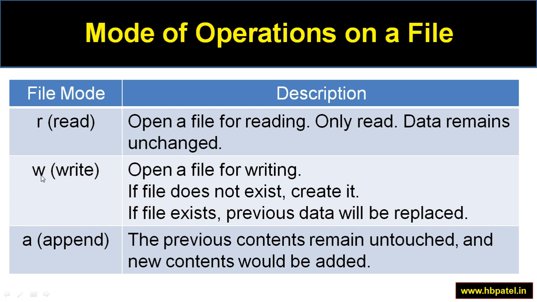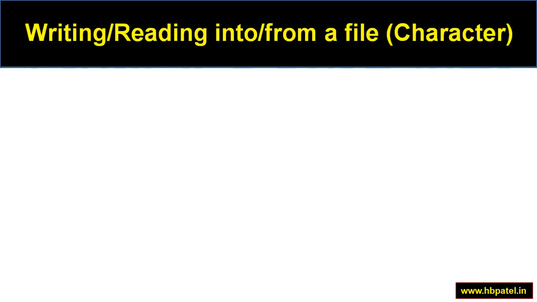So when you use W while opening the file, you have to be very careful whether the file has some data or not. If the file has some data, you are going to lose it. So be careful when using W mode. The safer mode is append mode. Why is it safe? Because in append mode, you don't lose the previous content. The previous contents will remain as they are, and then you can add new contents to it. So append mode retains the previous contents, and the new contents are added. So append mode is a safe mode.